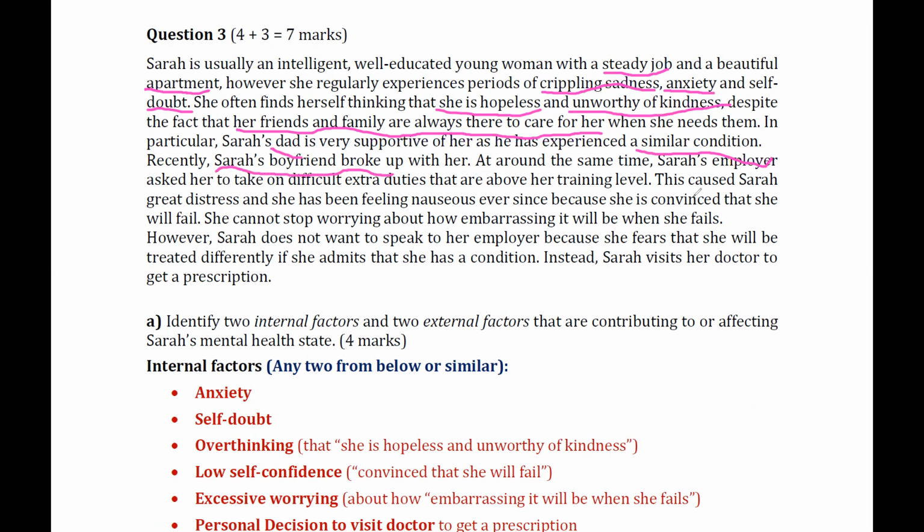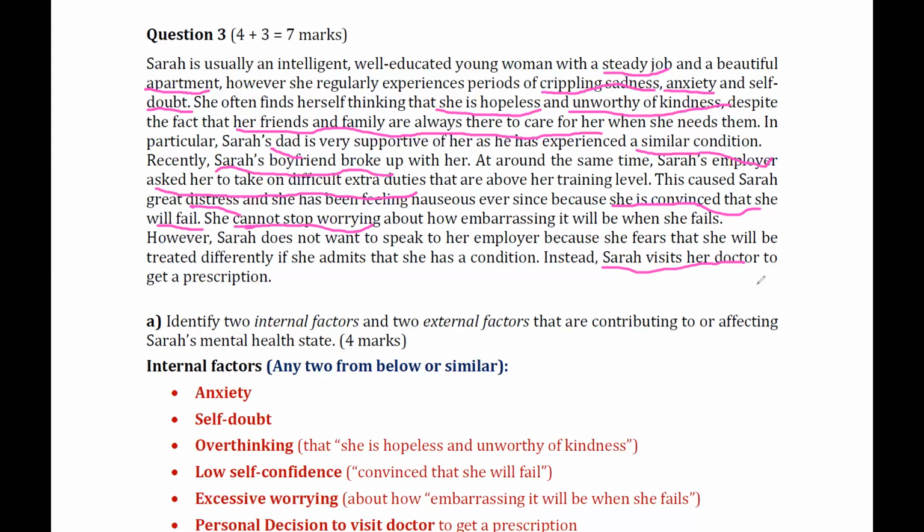At around the same time, Sarah's employer asked her to take on difficult duties. This caused Sarah great distress, and she has been feeling nauseous ever since because she's convinced that she will fail. She cannot stop worrying about how embarrassing it will be when she fails. And the next one is, however, Sarah does not want to speak to her employer because she fears that she will get treated differently if she admits that she has a condition. Instead, Sarah visits her doctor to get a prescription. So those are kind of the key ideas or the key things that you should be looking at.